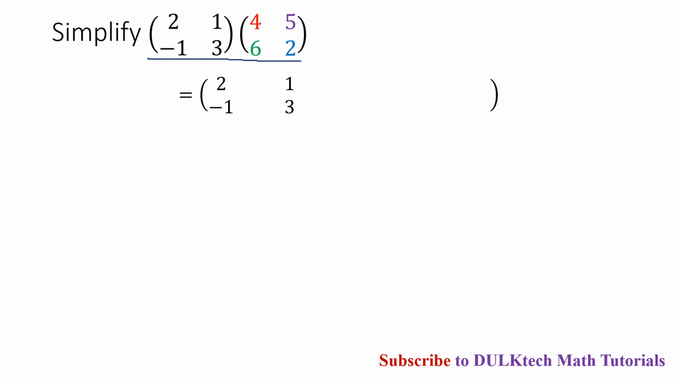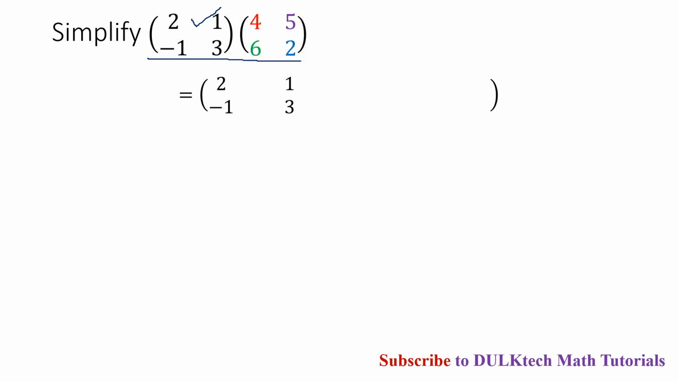Right, so the first thing is to count. We have 2 matrices here, the first matrix and this second matrix. What we have to do is count the number of columns in the second matrix. In this second matrix, we have 2 columns: this first column, and this second column.